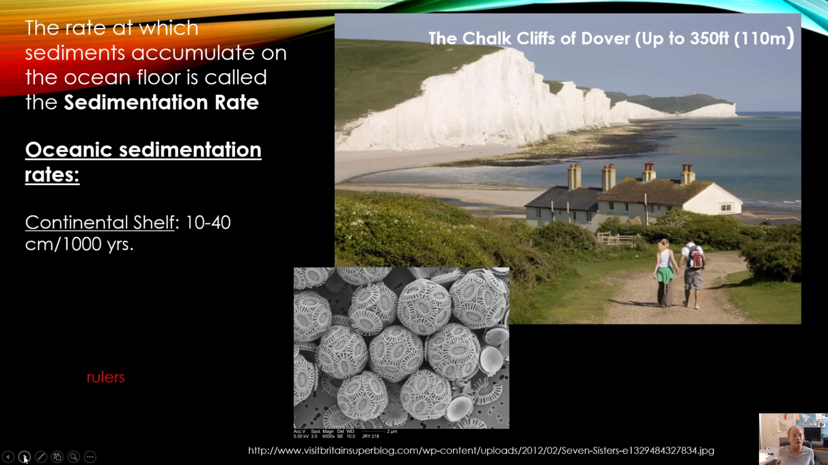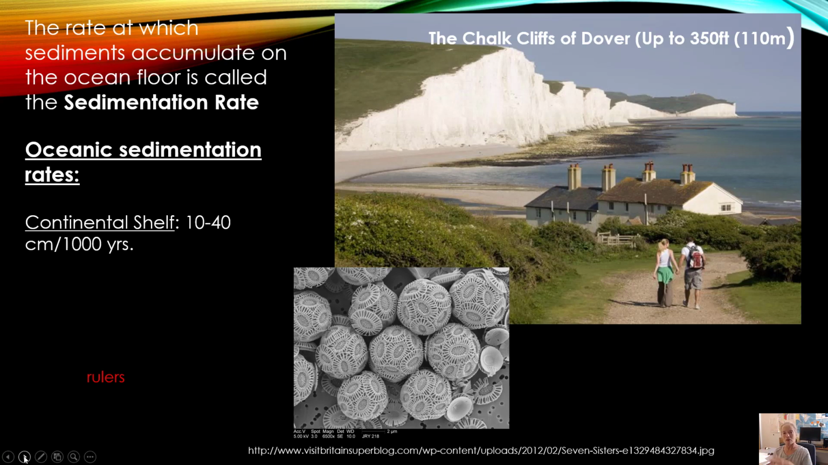Sorry, I guess I was wrong. The continental shelf. So the continental shelf is, again, much faster rate than the abyssal plain. So 10 to 40 centimeters every 1,000 years. So 10 centimeters would be about this much, 40 would be about this much every 1,000 years. Now that actually seems pretty slow, right? But geologic time is big.